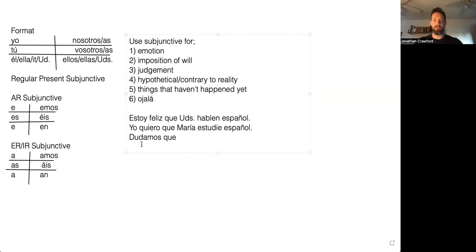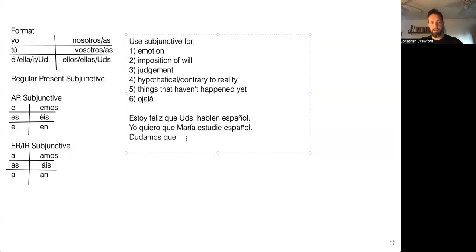Dudamos que, that means we doubt, period. That could be a clause all by itself, a sentence. I could put a period there, but no. It's yo dudo que, or nosotros dudamos que. The nosotros part is implied because of its conjugation. Dudar means to doubt, but it's in the nosotros form. Dudamos que, and now all I need is another subject and a verb.